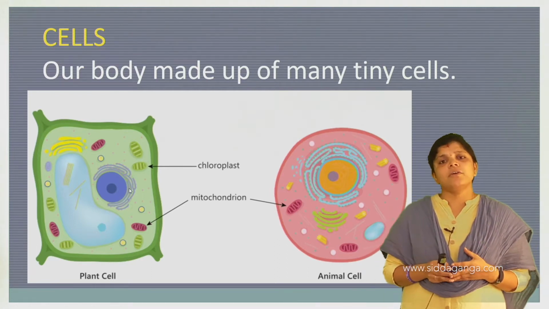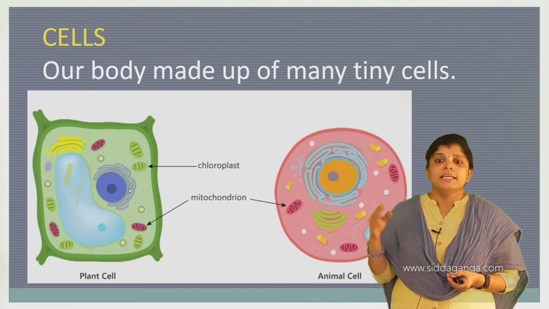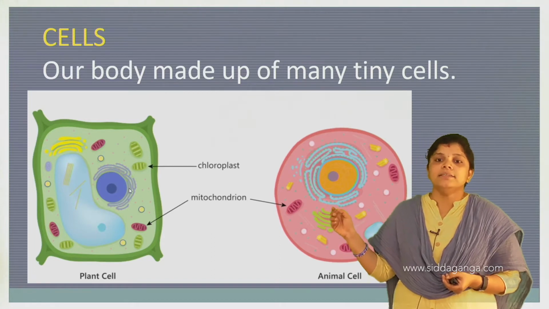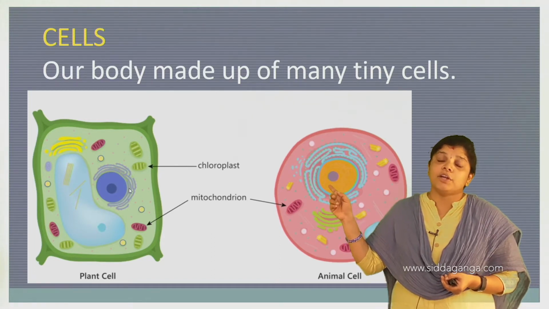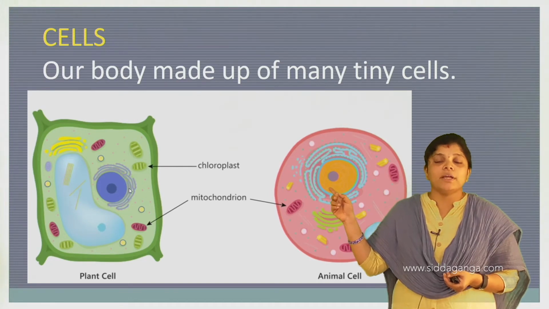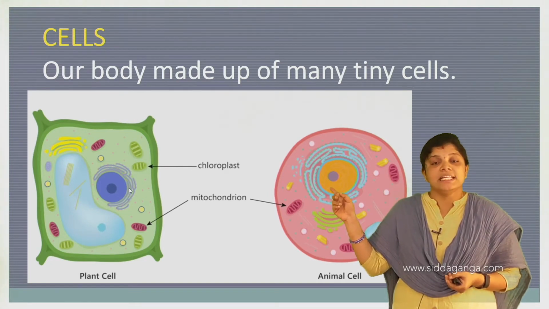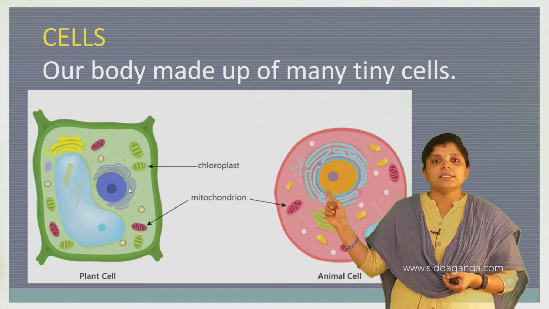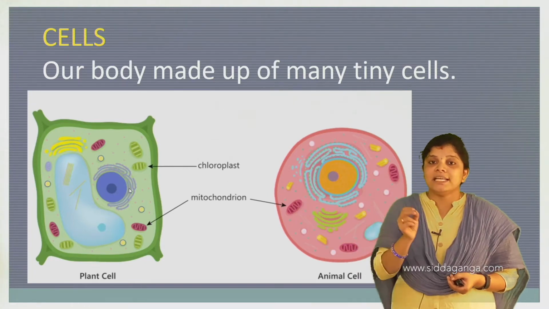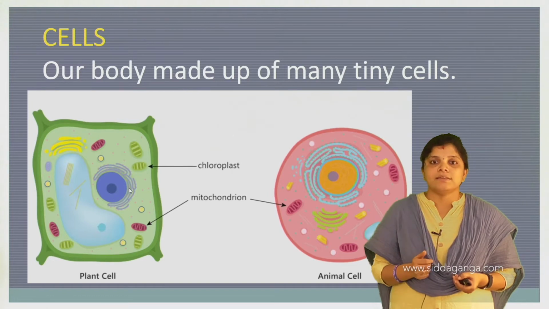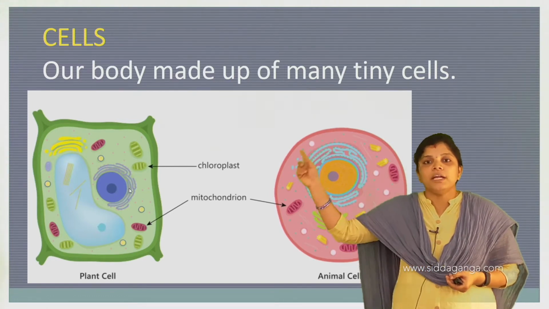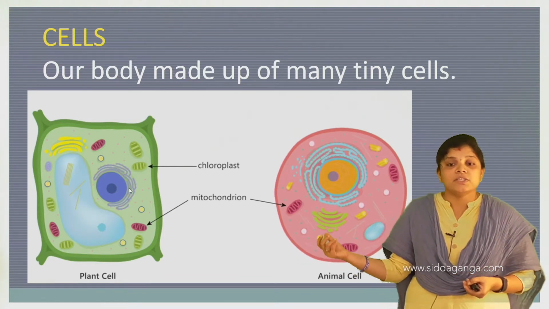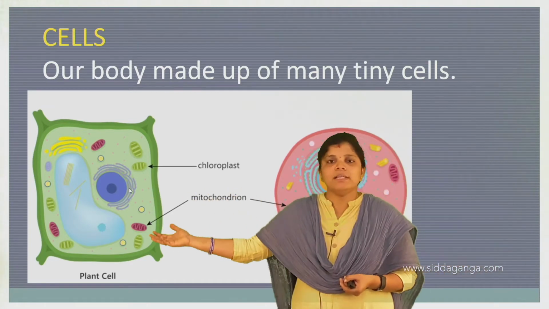See, when we see the structure of a cell, this one is the animal cell. Here, the centrally located spherical or round shaped structure, this yellow structure, is the nucleus. This nucleus is surrounded by a jelly-like structure, which is the cytoplasm, and the cell is surrounded by a thin membrane called the cell membrane. So this is the structure of an animal cell, and the same applies to the plant cell also.